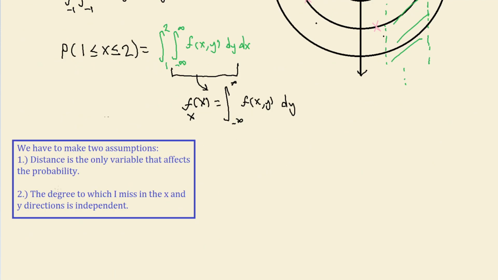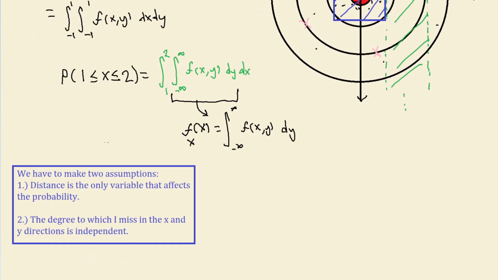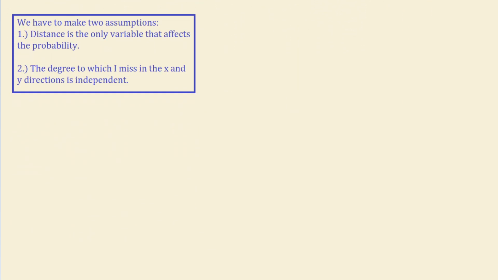And the second assumption that we want to make is that the degree to which you miss in the x and y directions is independent. This is even more of a reasonable approximation, I think. What this is telling us is that if I miss somewhere over here in the x direction, that tells me nothing about where I'm going to land in the y direction. And I think you would agree that that is a reasonable assumption we can make for this situation. So with that in mind, we can move forward a little bit.